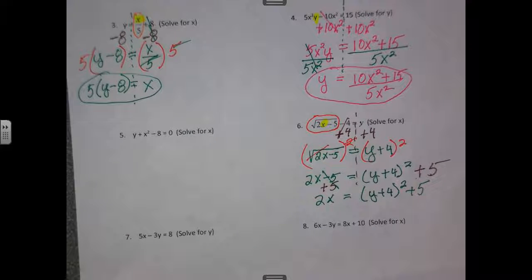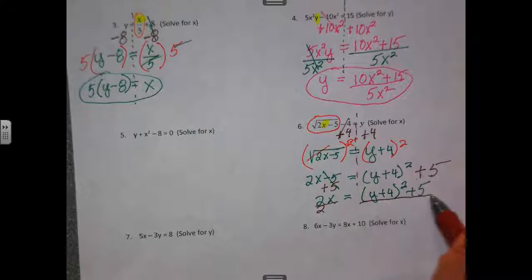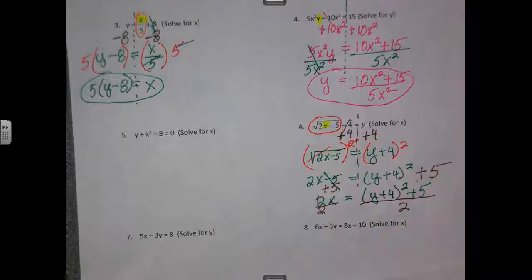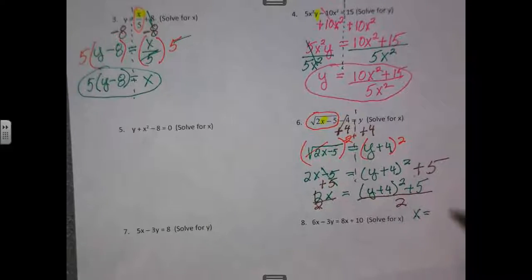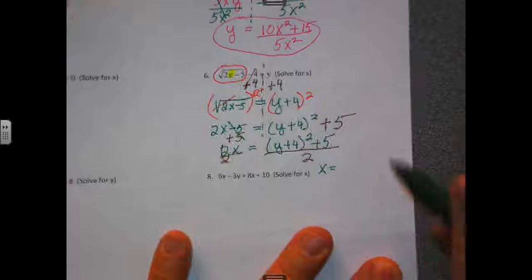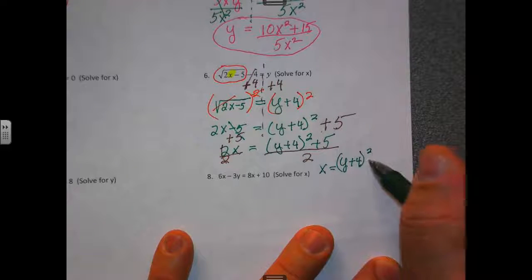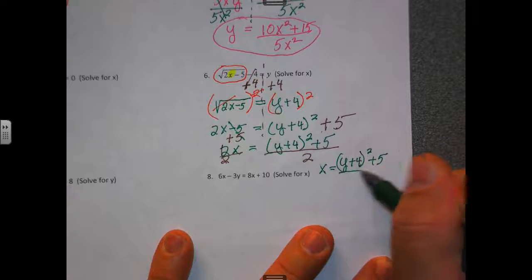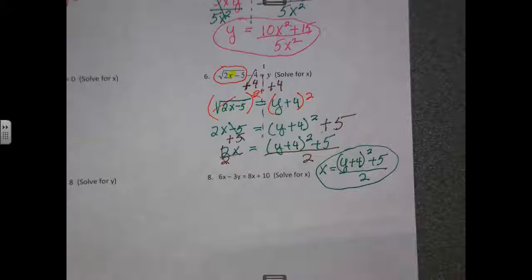And now I'm going to divide everything by the 2, right? So x is going to equal this whole mess over here. x is going to equal y plus 4 squared plus 5, then I'm dividing everything by 2. That's probably one of the most complicated problems. Right, Nathan?